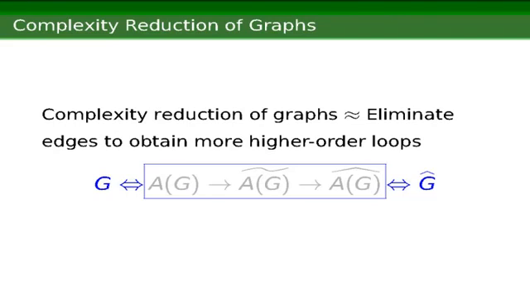So we have defined that higher order loops are actually less complex when compared to lower order loops. So what do we mean by the complexity reduction of graphs? Basically, it is to eliminate edges so as to obtain more higher order loops. The procedure is to transform the graph G through an algebraic method into a reduced graph G hat.